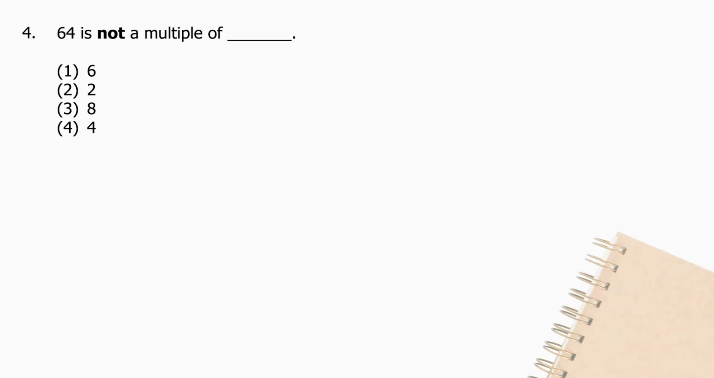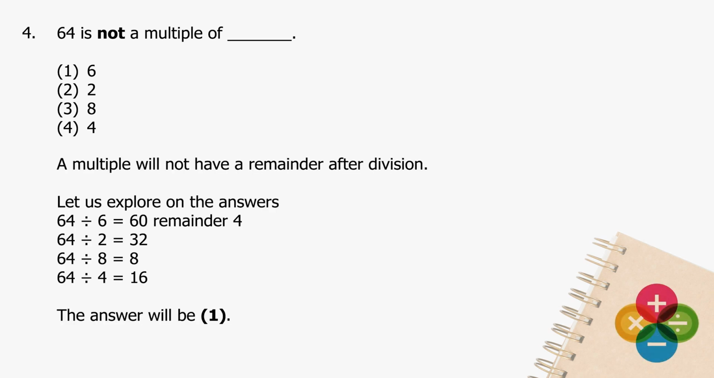Question 4. 64 is not a multiple of. A multiple will not have a remainder after division between two integers. Divide 64 by 2, 8, or 4. The remainder will be 0. The only integer with a remainder after the division will be 6. The answer is 1.